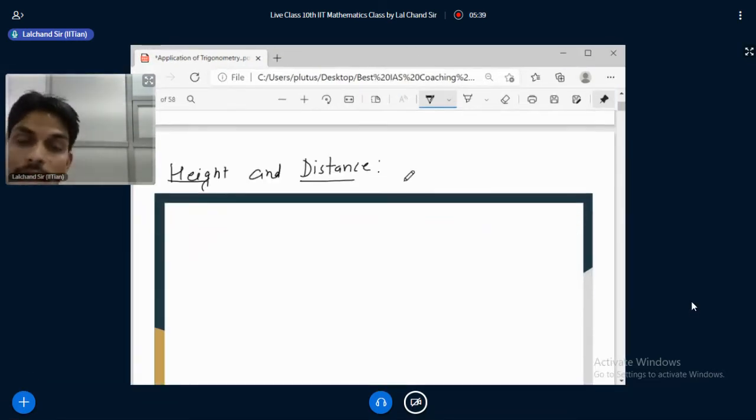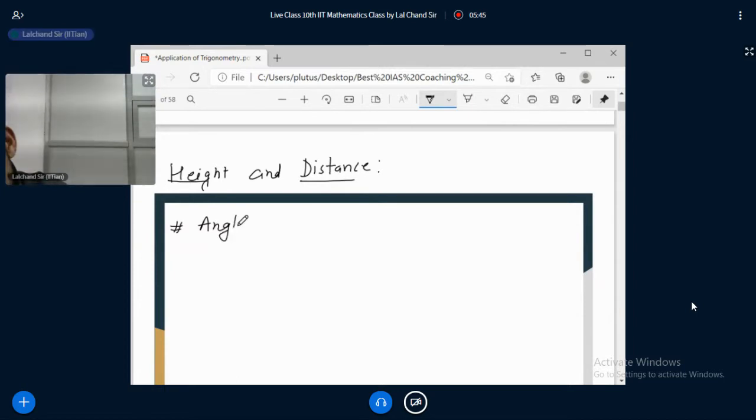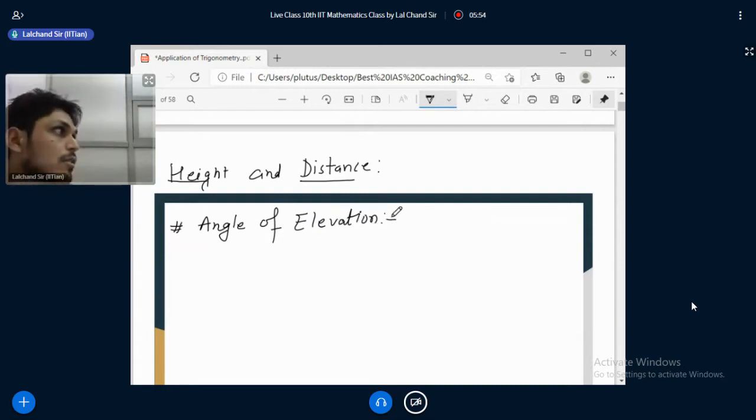So in this topic there are two concepts. First is angle of elevation, okay. So what do you mean by angle of elevation? What do you mean by angle of elevation?